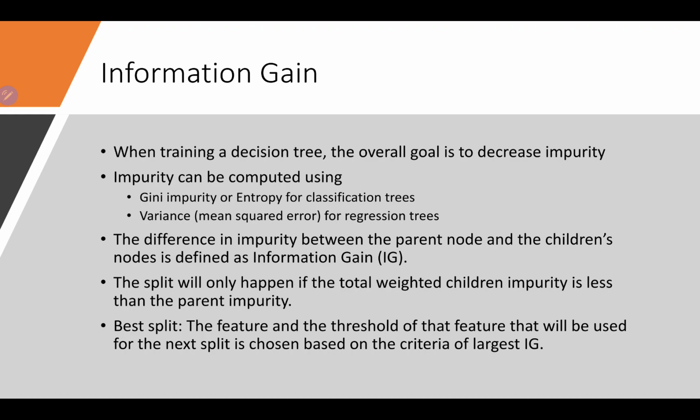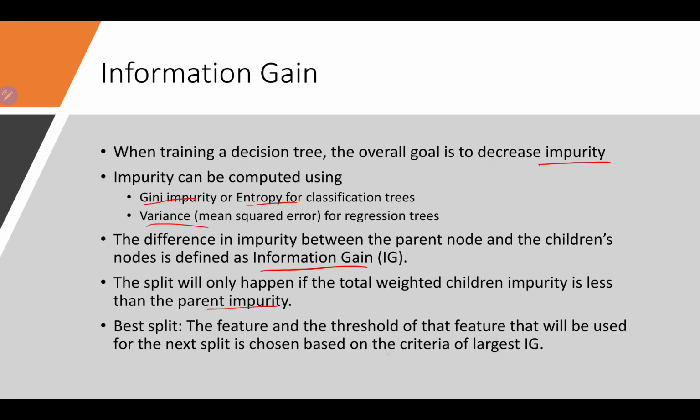So when training a decision tree, the overall goal is to decrease impurity. Impurity can be computed by using the Gini values or the entropy values for classification trees. And if you're dealing with regression, then basically it's the mean squared error within that node or the variance. It's the same thing. The difference in impurity between the parent node and the children nodes is identified as the information gain. I just explained it. The split will only happen if the total weighted children impurity is less than the parent impurity.